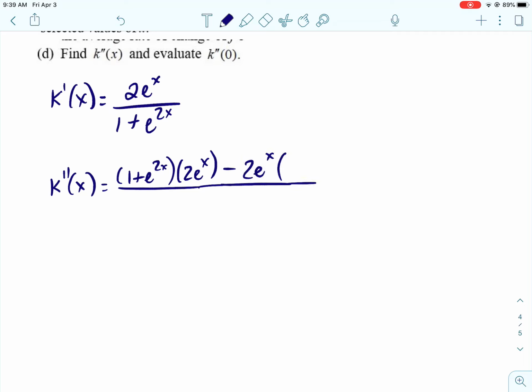We're going to do low d high, and it is going to be its own derivative, minus high d low. So the derivative of 1 is 0. The derivative of e to the 2x, we have to be careful. It is e to the 2x, but since our power wasn't just x, we have to multiply by the derivative of that. And then over low squared.